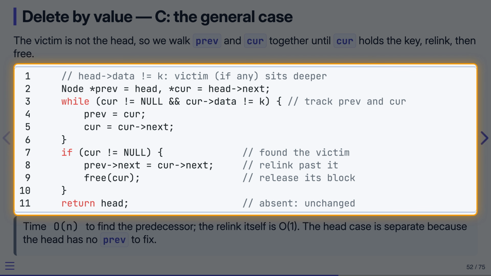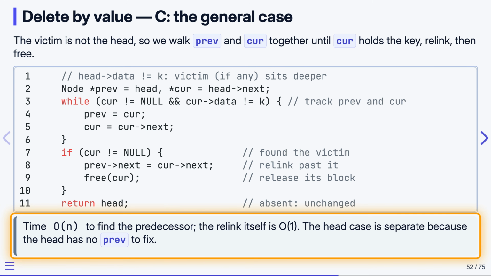Now the general case. The victim is not the head, so it sits deeper in the list. We set prev to head and cur to head->next. Then we loop, moving prev and cur forward together, while cur is not null and cur->data is not equal to k. When the loop stops, if cur is not null, we found the victim. We run prev->next = cur->next to relink past it, then free cur. We return head. If the key was absent, the list is unchanged.